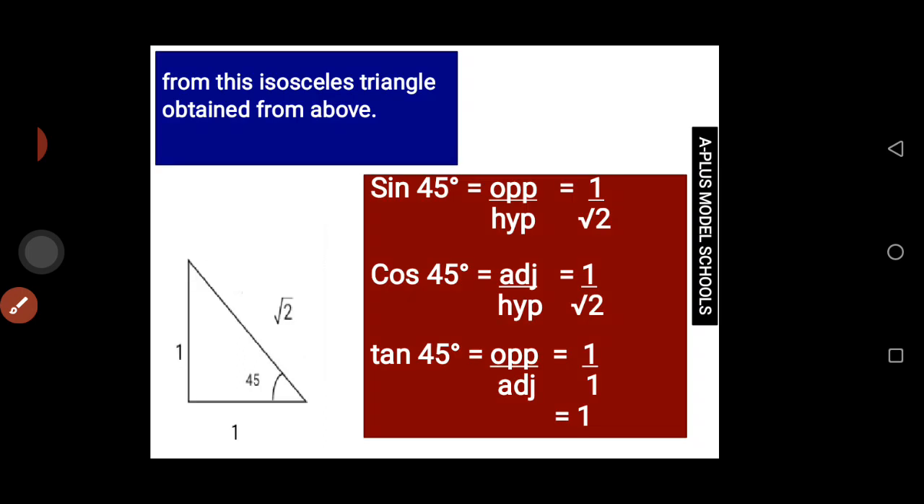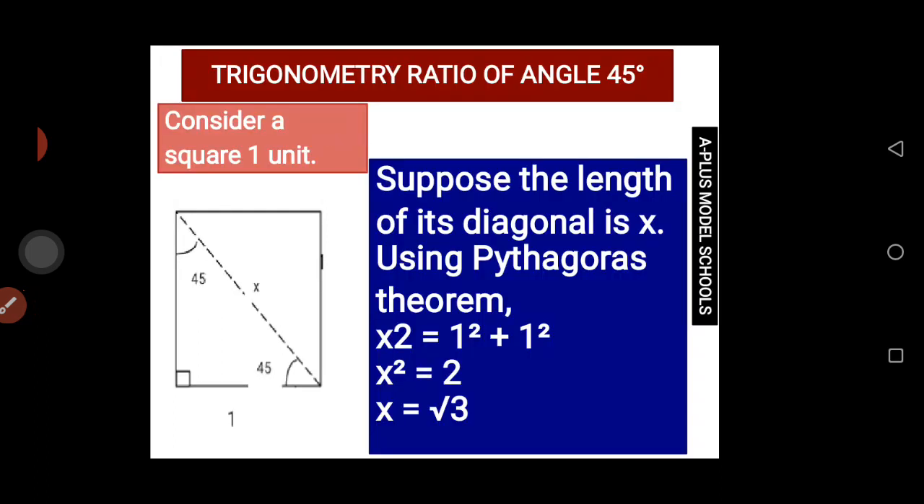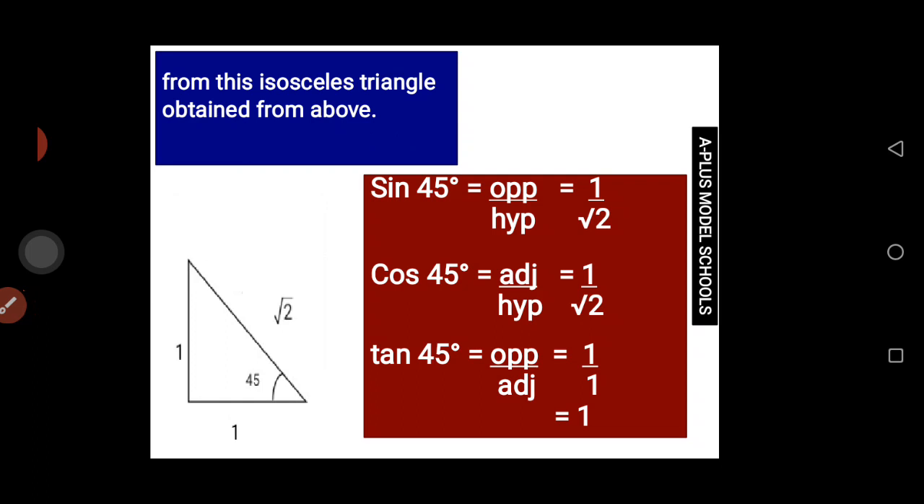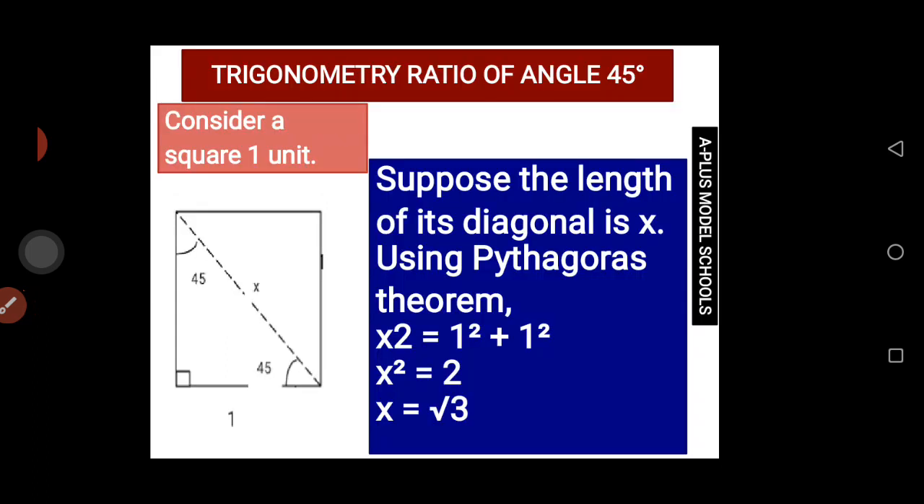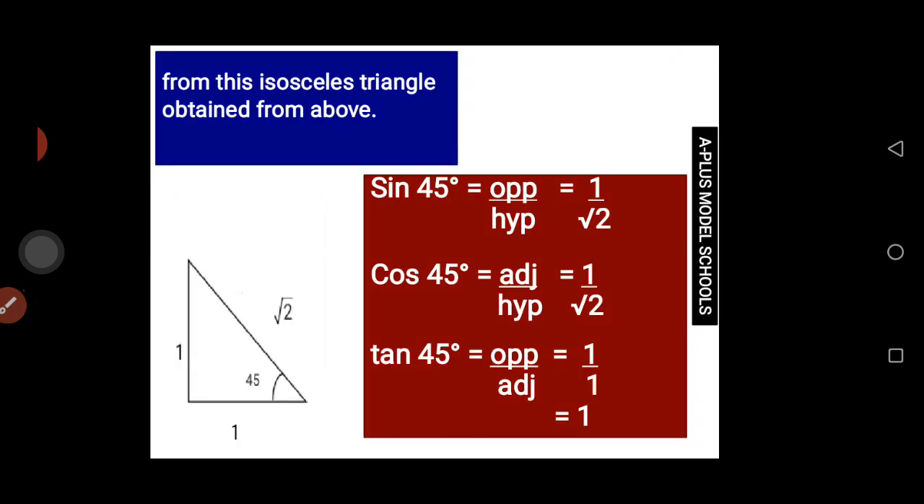Now, from the isosceles triangle obtained from above, you can see, after getting the value here, this is when we bisected the shape to give us 1, 1 and root 2. And this is the angle 45 degrees. So the diagram here is having an error, but the correct diagram is here.